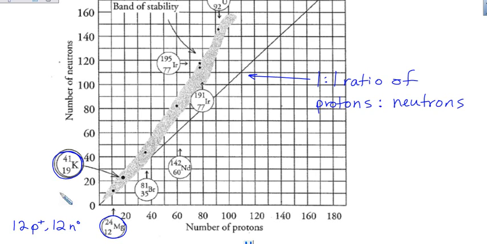But look what happens then as you get bigger nuclei. This band deviates from our line that represents the 1-to-1 ratio of protons to neutrons. So here is the band of stability. It does not follow the trend, and in fact it tends to favor more neutrons than a 1-to-1 ratio.